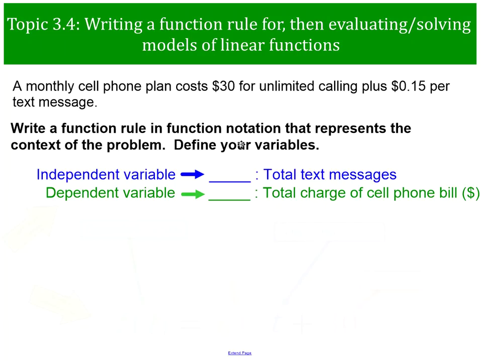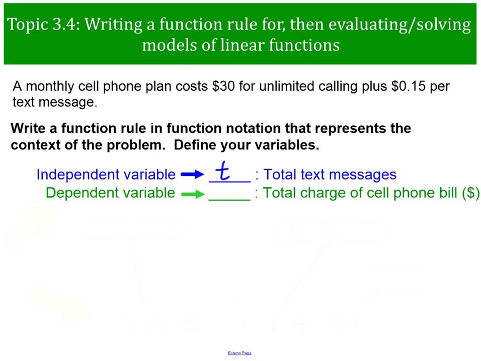So this is part of defining your variables. The other part of defining your variables is actually writing what variable you're going to use to represent the independent variable, and then the function notation you're going to use to represent the dependent variable. In this case, we're talking about T for text. I think T makes sense to use, so I'm going to go with T here for total text messages. So that's defining my variable. I'm using T to represent a variable, which represents the amount of text messages that are sent.